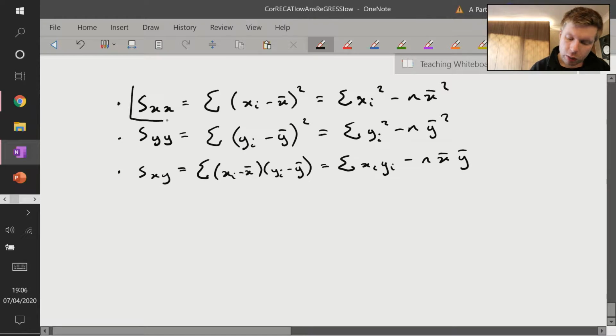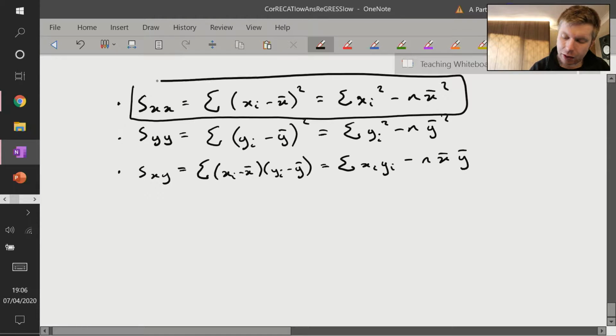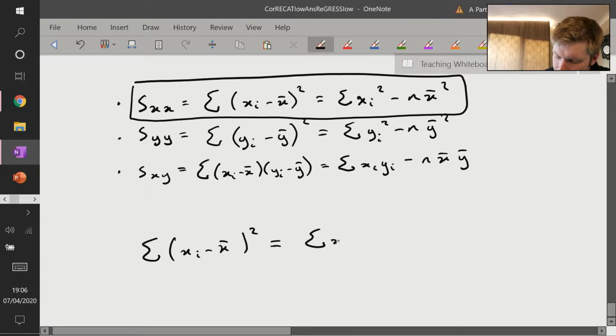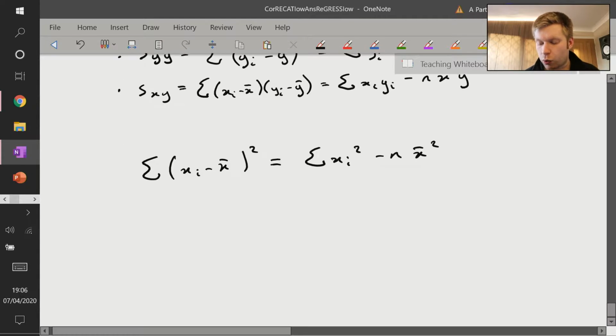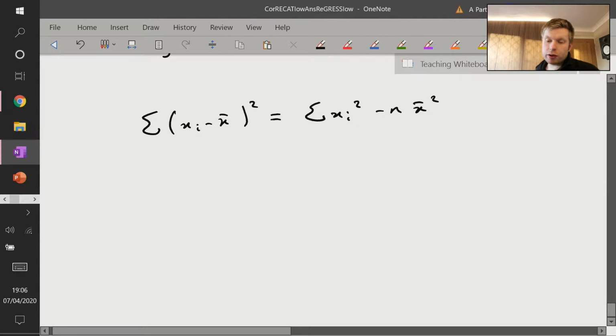So I'm only going to use it with one because I think you can do it with any of the other ones. I'm just going to show that Sxx, those two things are the same. So in other words, that the sum of (xi minus x bar) all squared is in fact the same as the sum of xi all squared minus n times the mean of x all squared. And obviously then you can follow exactly the same principle and exactly the same technique for Syy and Sxy as well. Okay, so let's try and show that this is true.